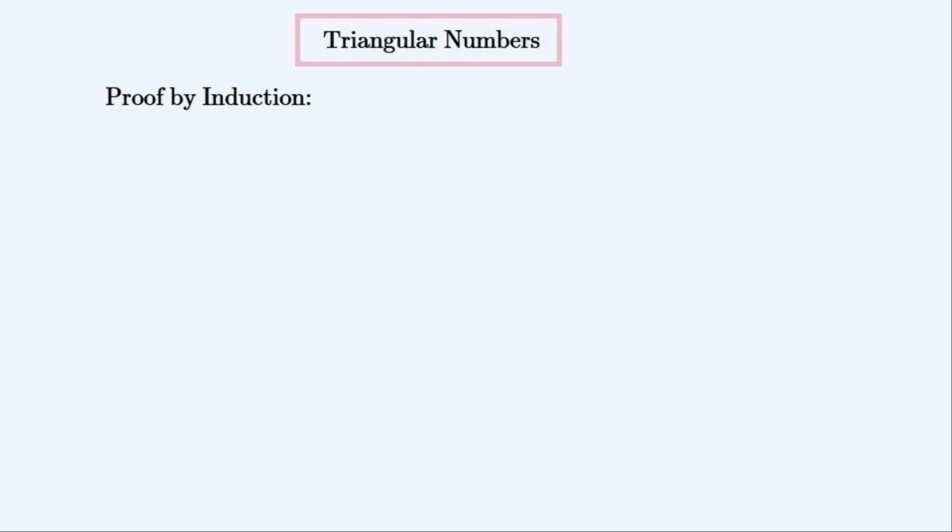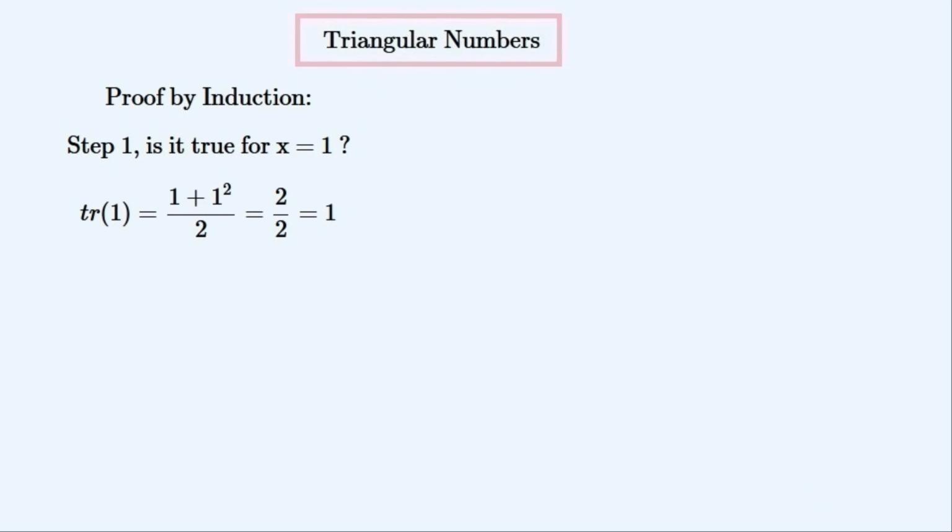We can also prove that this equation is correct using mathematical induction. The first step is to prove it true for x is equal to 1. This step is done very quickly by substituting 1 into this formula, so it is true for 1. The next step is to prove it always true for the next number. If it is true for x, then it is true for x plus 1.